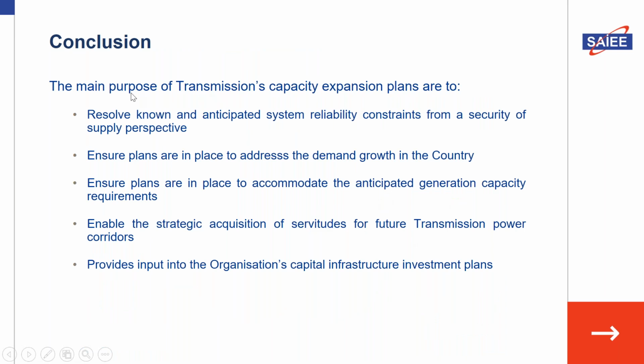So in conclusion, I would like to emphasize that the main purpose of transmission's capacity expansion plans is to, first and foremost, resolve known and anticipated system reliability constraints from a security of supply perspective, ensure that plans are in place to address the demand growth for the country, ensure plans are in place to accommodate the anticipated generation capacity requirements, and enable the strategic acquisition of servitudes for future transmission power corridors, as well as provide input into the organization's capital infrastructure investment plans.